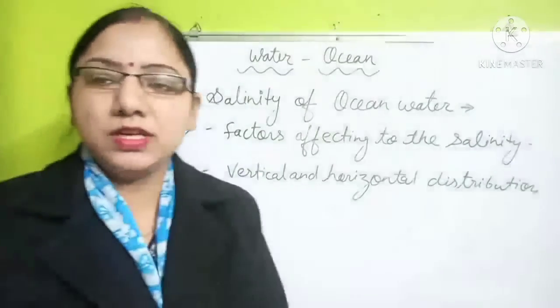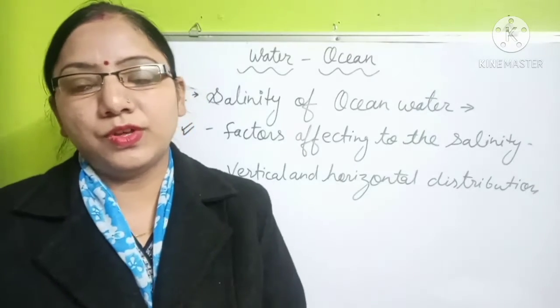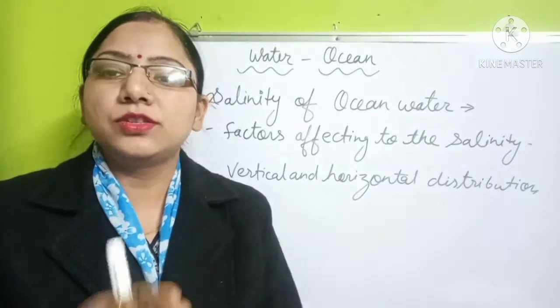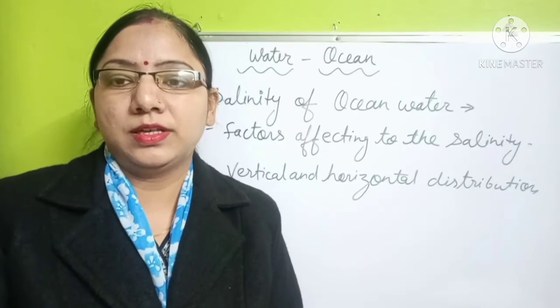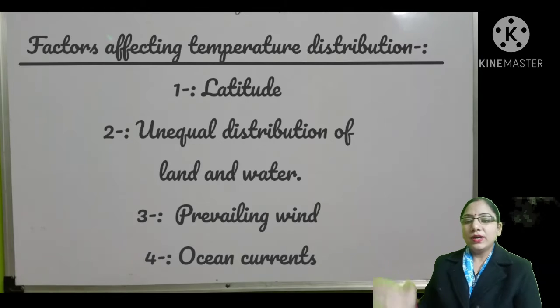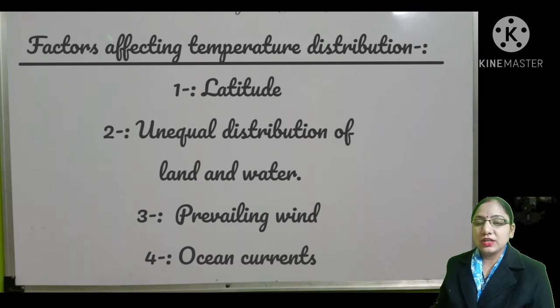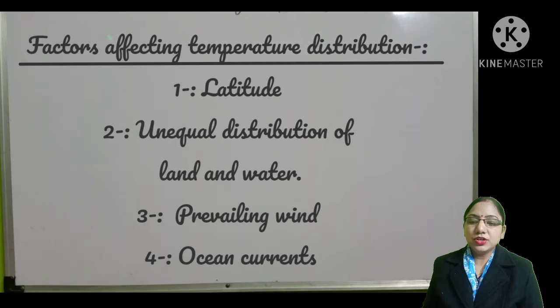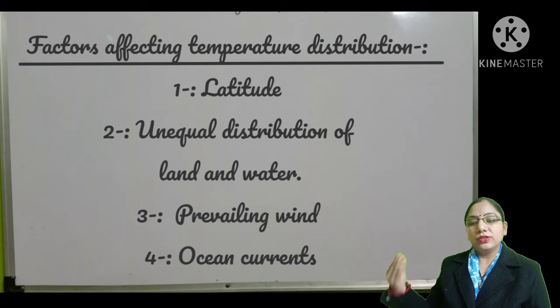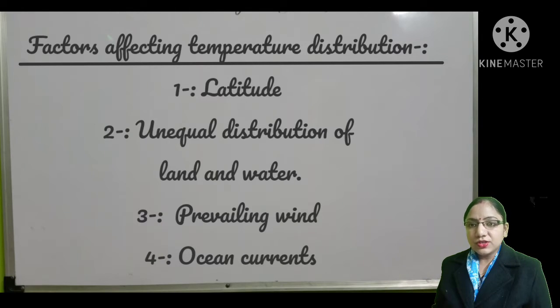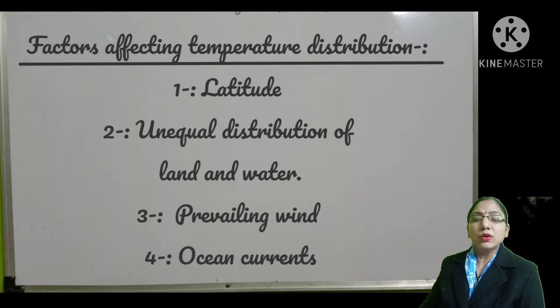So first we will study the temperature of the oceanic water, how it is affected by the different factors and how it is distributed vertically and horizontally. So first, see what is the temperature of oceanic water. The temperature of water is not always the same. It keeps changing in every area in the oceans and the atmosphere as well. There are many factors responsible for the temperature changing in the oceanic water.